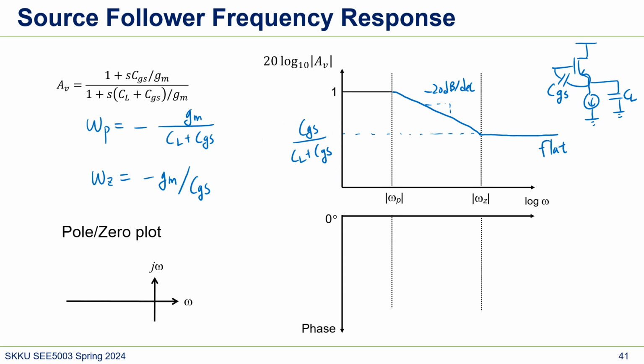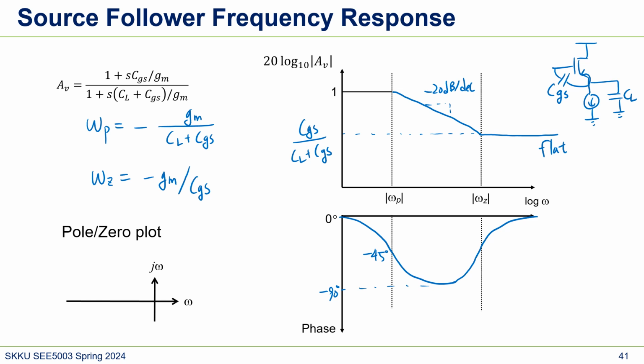And how about the phase? Phase is at pole. At pole we got a minus 45 degree. It's like here, and then this is minus 45, and here is 90. And since we have 0, it goes up again. And we have 0 and pole at the left half plane.